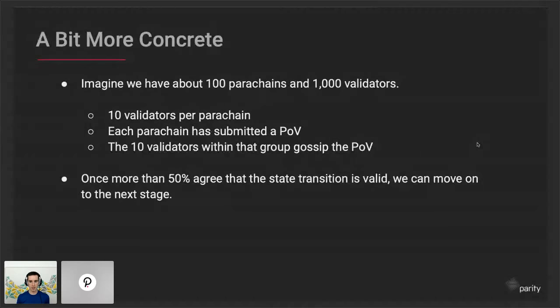And then in order to move on to the next stage, where we propagate this to the rest of the Polkadot network, we just need more than 50% of that group of 10 to agree. And I'm using a group of 10 as just an example. It would be the number of validators divided by the number of parachains. So I'll pause here again for questions.